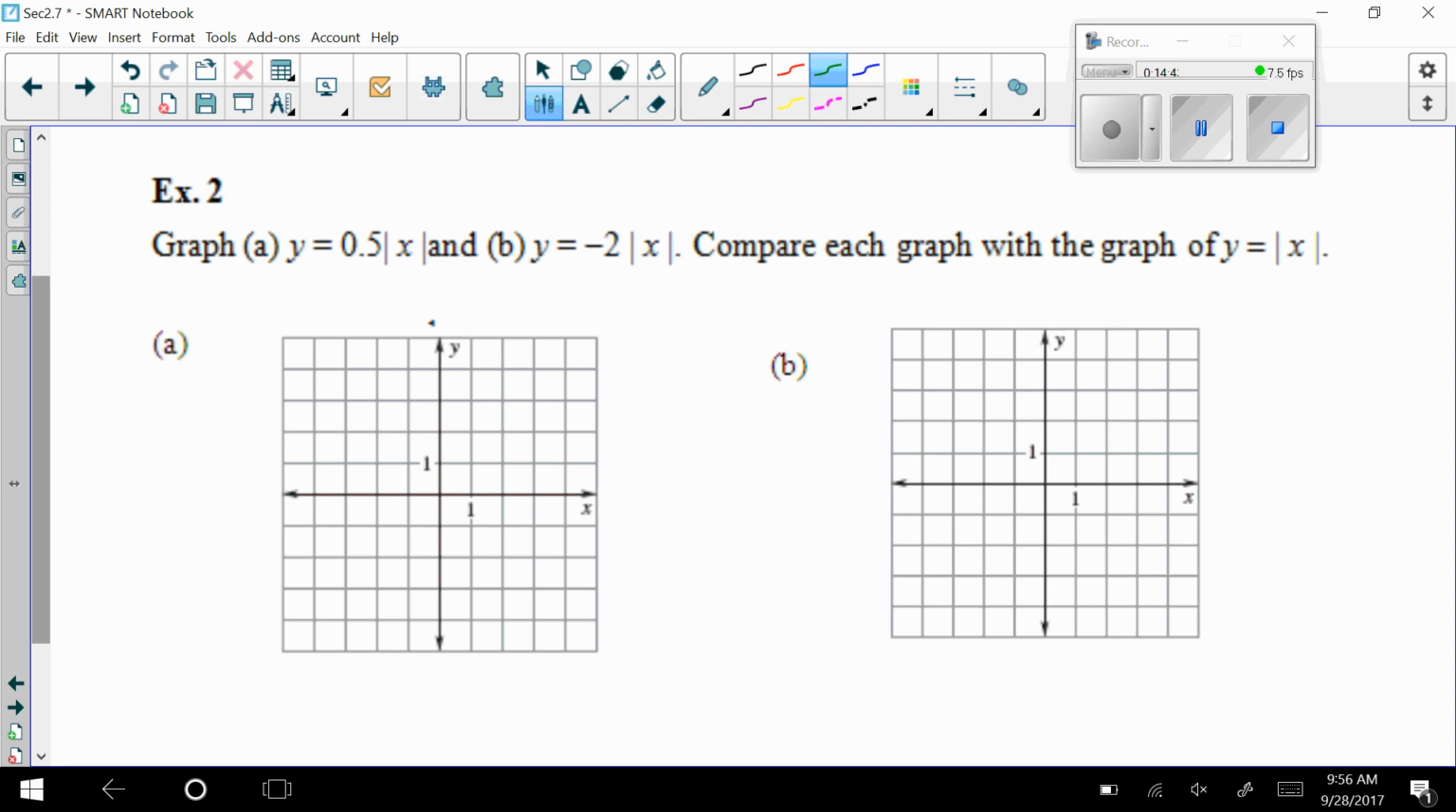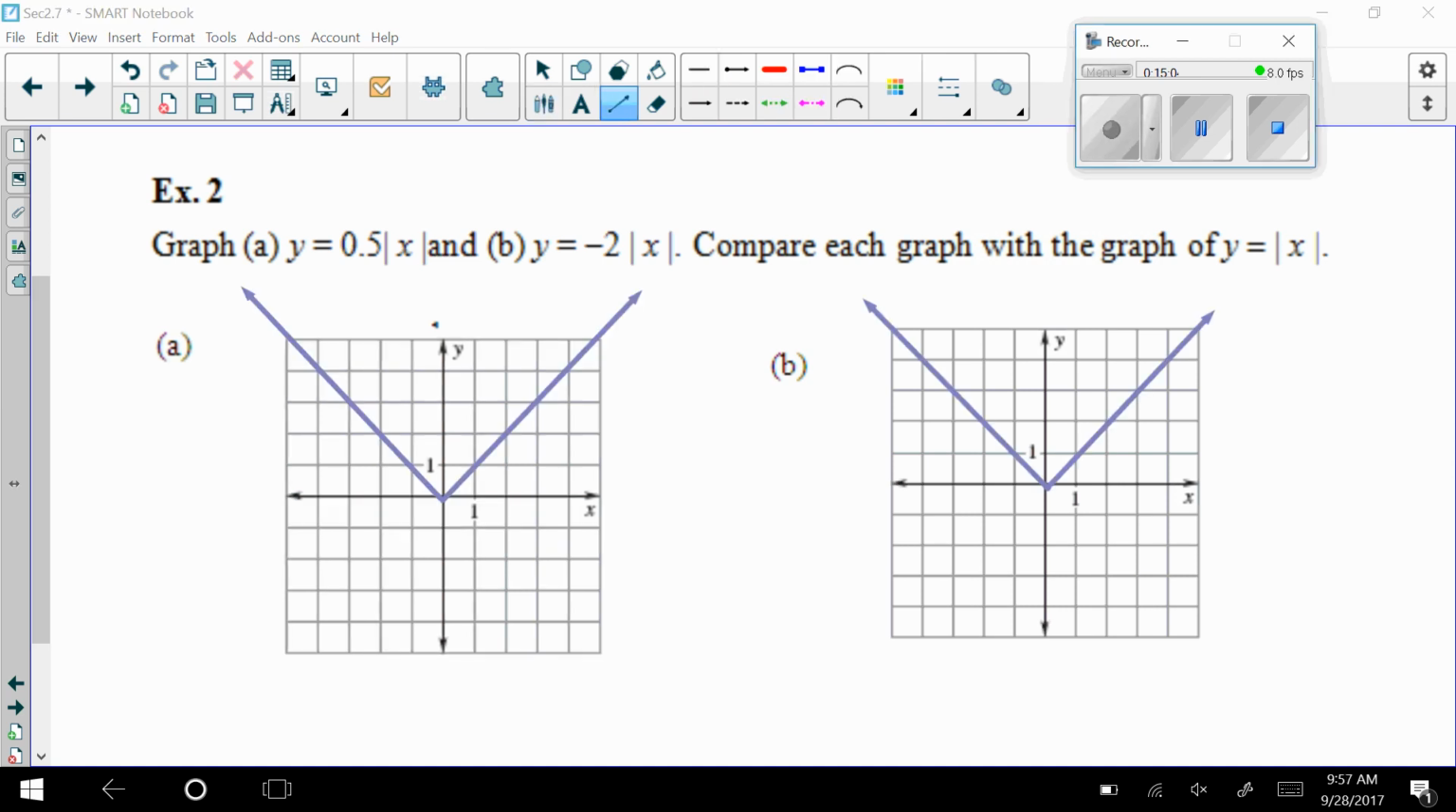So it first asks me to graph a, y equals 0.5 times the absolute value of x, and b, y equals -2 times the absolute value of x. Compare each graph with the graph of y equals the absolute value of x. First thing I'm going to do is for a and b, I'm going to graph y equals the absolute value of x. The graph y equals 0.5 times the absolute value of x is vertically shrunk by a factor of 1/2. So the graph has a vertex of (0, 0), but it passes through (-4, 2) and (4, 2).